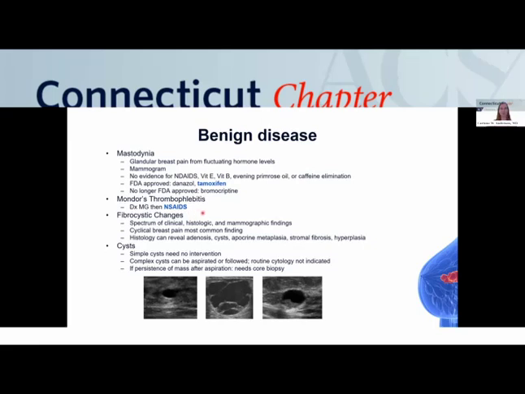Fibrocystic changes is really a catch-all term. It is not specific, but the SCORE curriculum continues to list it, so I will continue to include it. So a whole spectrum of clinical, histologic, and mammographic findings. Sometimes that can be associated with breast pain. On biopsy, you can see adenosis, cysts, apocrine metaplasia, stromal fibrosis, hyperplasia. None of this is cancer. None of it increases your risk of cancer. None of it becomes cancer.